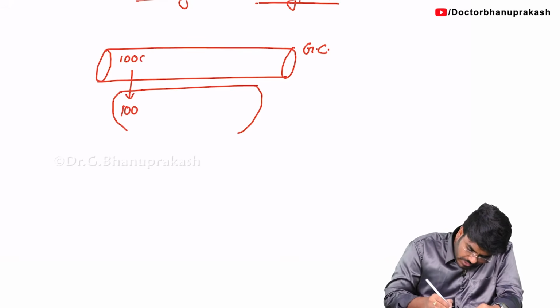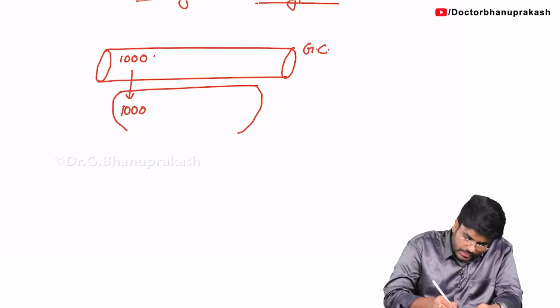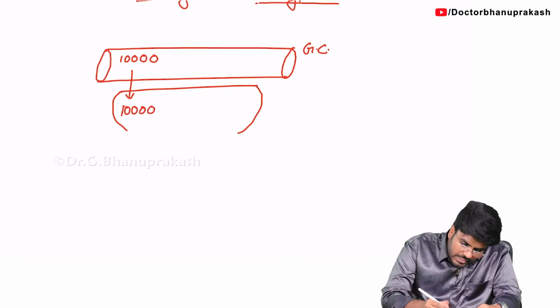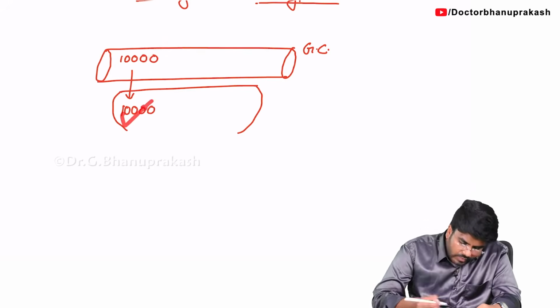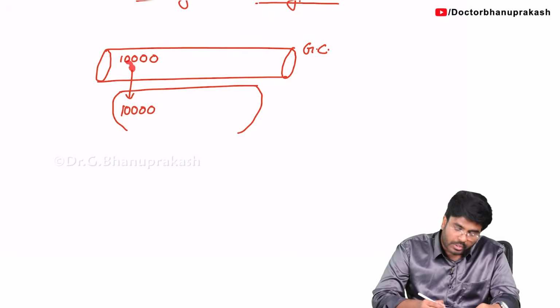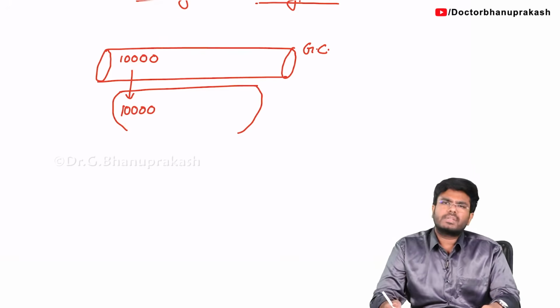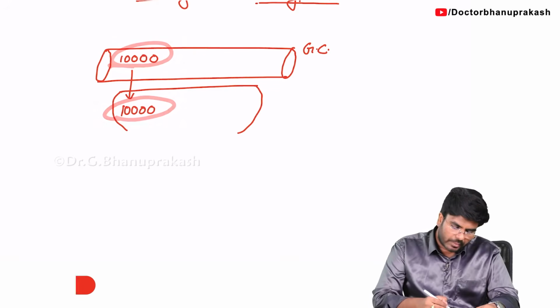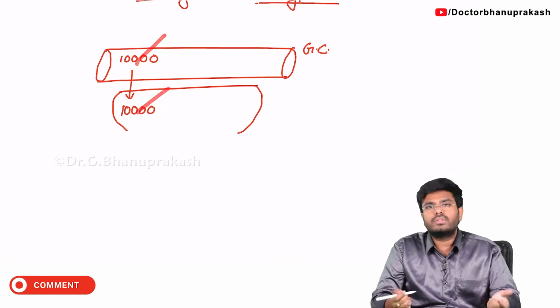If you keep 1000 molecules here, 1000 molecules of glucose will be filtered. If you keep 10,000 molecules, 10,000 molecules of glucose will be filtered. So the more the plasma glucose, the more the filtration. The more the plasma glucose, the more the filtered load. Simple logic, no? If you keep more molecules, more are filtered. If you keep fewer molecules, fewer are filtered.